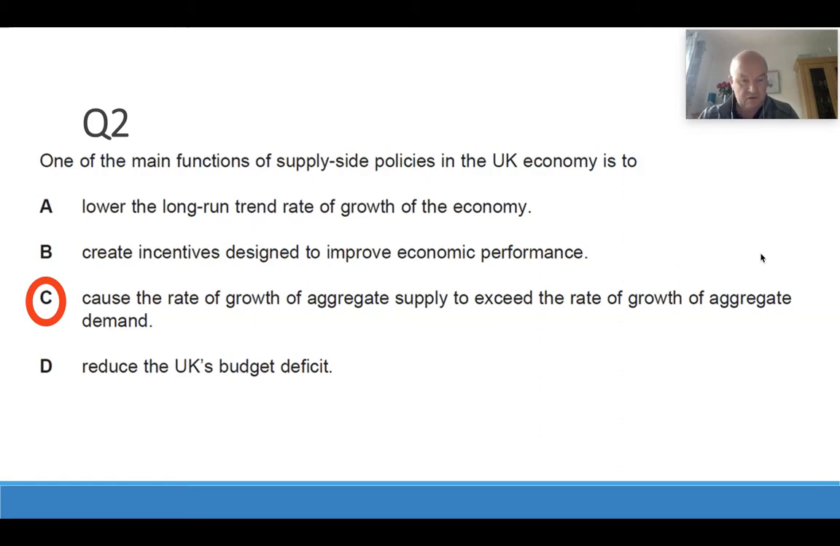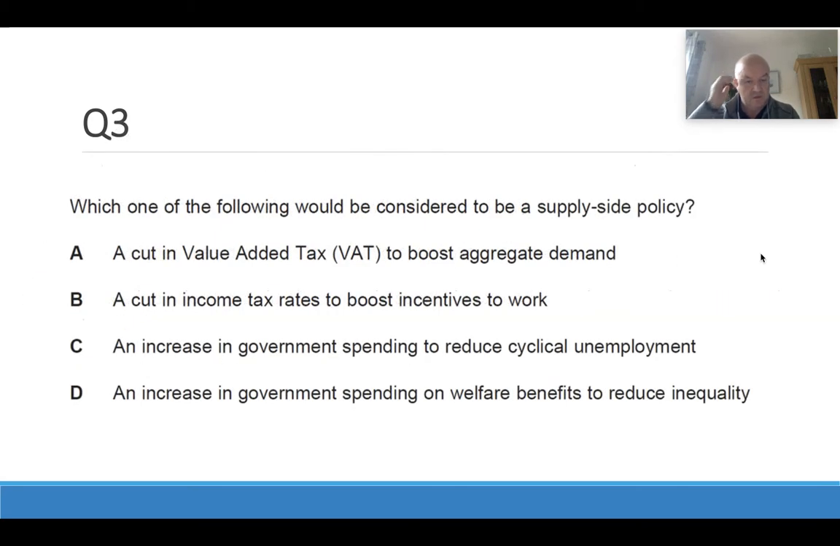And then if we take a look at question 3, which one of the following would be considered to be a supply side policy? So remember, if it's a supply side policy, it's about trying to influence the supply side of the economy, and in this instance, clearly the cut in income tax rates to boost incentives to work will essentially be a supply side policy. Okay, now all of the other options are about trying to stimulate aggregate demand, and clearly that is a demand side rather than a supply side policy. Okay, so in this case, for question 3 the answer is B.